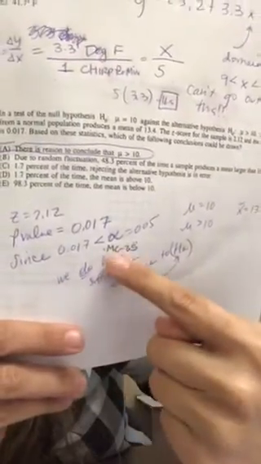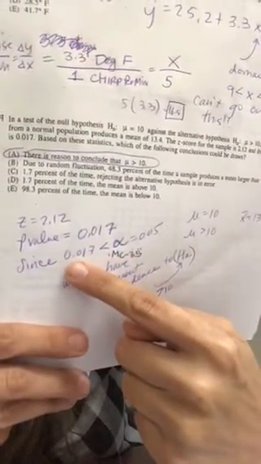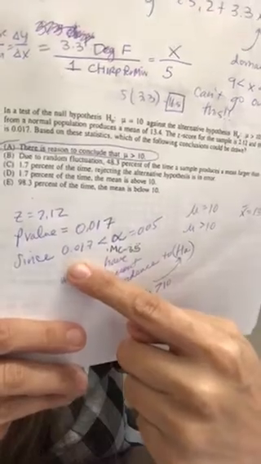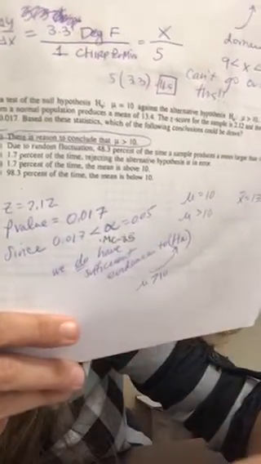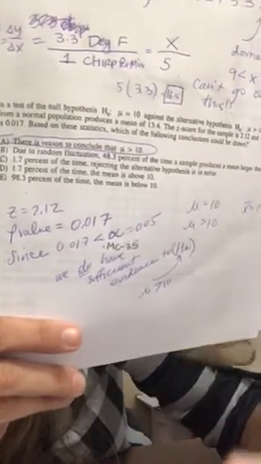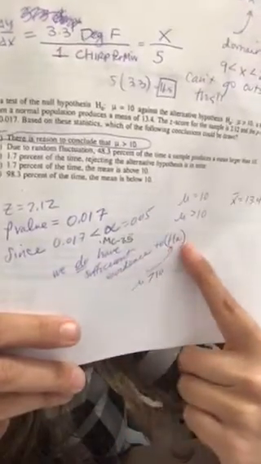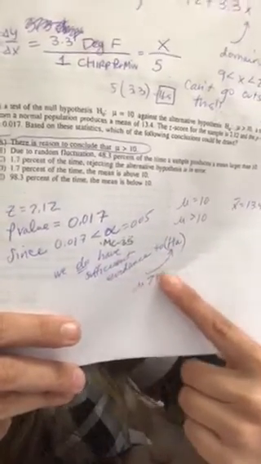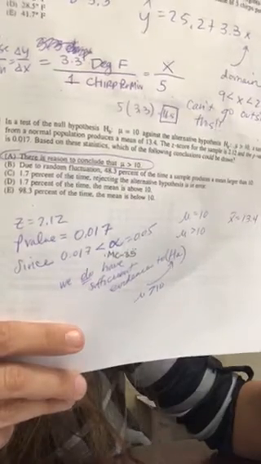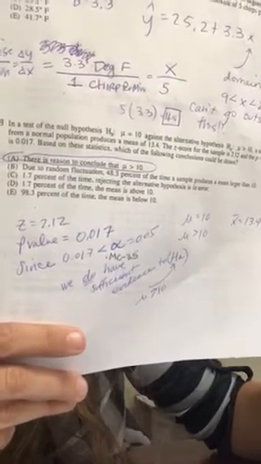I'd add these words right here. It says, because since the p-value of 0.017 is less than 0.05, we do have sufficient evidence to conclude H sub A, which is that mu is something greater than 10, and that's exactly what A is saying. There is a sufficiency. There is reason to conclude mu is greater than 10. Sorry about that, Belle. Last question, 70.